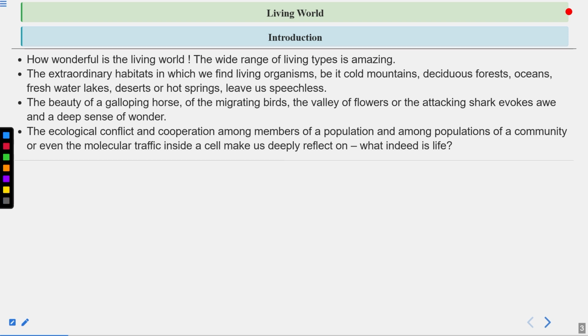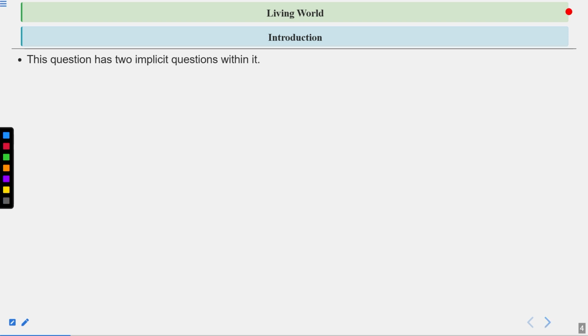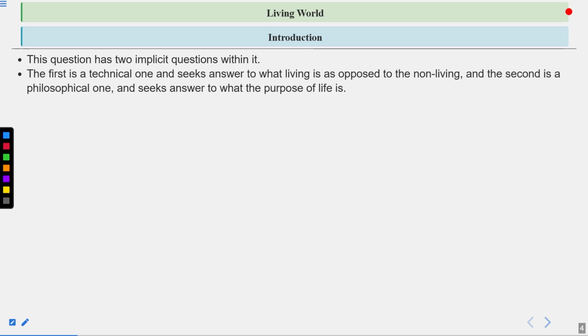Okay. So this makes us deeply reflect on what indeed is life. This question has two implicit questions within it. So what are these two questions? First is the technical one and seeks an answer to what living is as opposed to the non-living. Okay, this is the first question. What is living and what is non-living? And the second is the philosophical one and seeks an answer to what the purpose of life is.